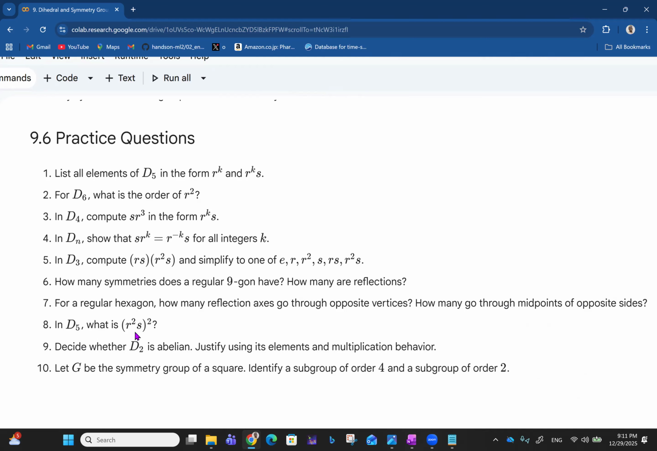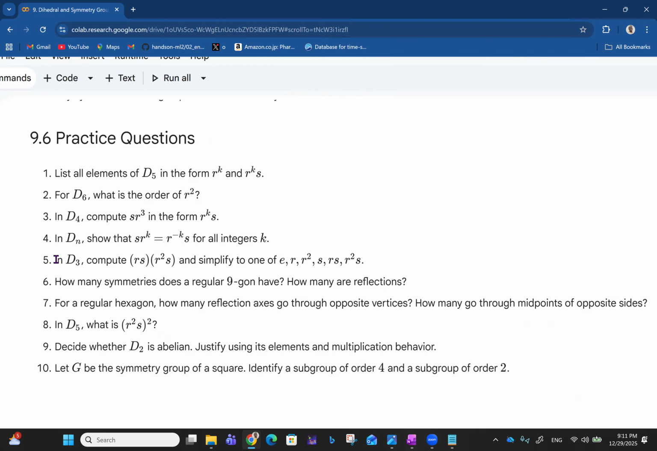So in D5, what is R2 S squared? Of course, R2 S squared is going to be R^4 S squared. So R^4, you need R^5 to be E in D5. So this is R^4. But S squared is always E. So R^4 S squared will simply be R^4 because S squared is going to be E automatically.